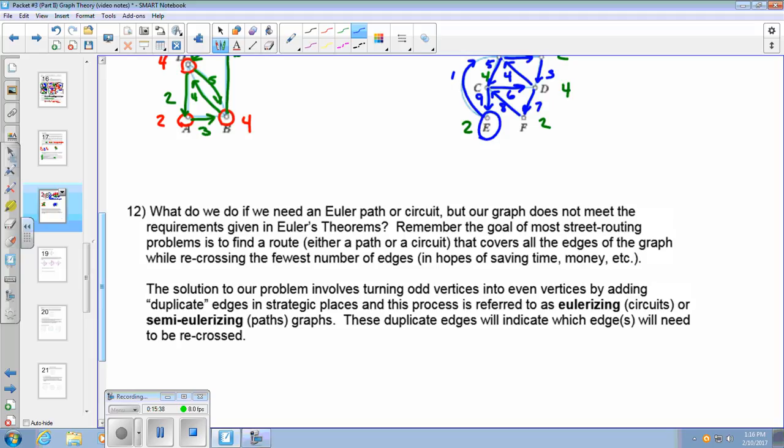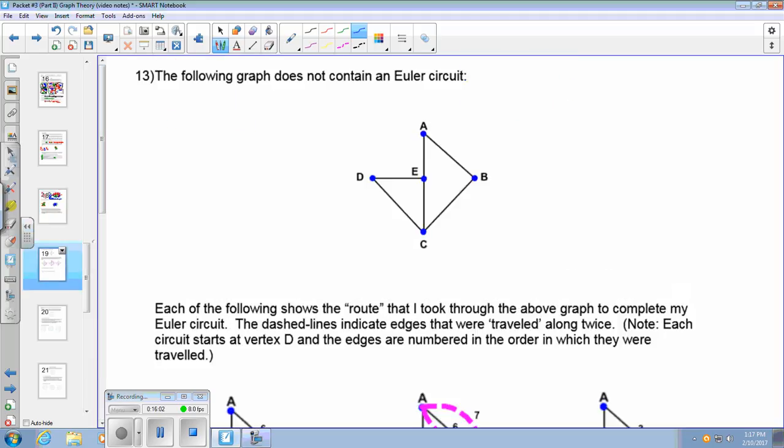And the solution to our problem involves turning some odd vertices into even vertices by adding duplicate edges in strategic places, and this process is referred to as Eulerizing if we're doing circuits, or semi-Eulerizing if we're doing paths. So we're either Eulerizing the graph or we're semi-Eulerizing the graph. These duplicate edges are going to indicate which edges will need to be recrossed or traveled down a second time.